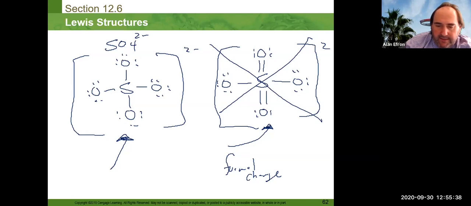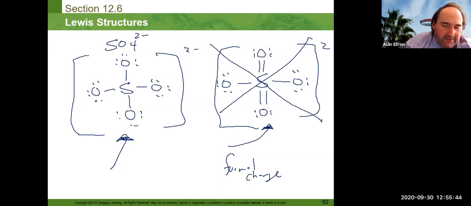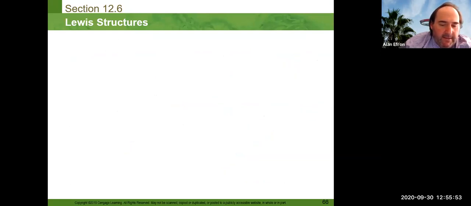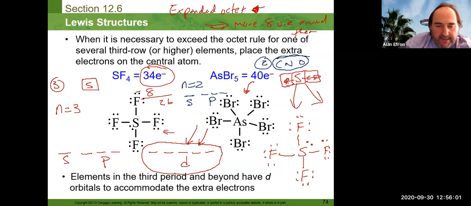Questions on that there? All right. So again, for our class, probably the one on the left would be the best structure. When you get to 1A, probably the one on the right would be definitely the best structure based on formal charge. All right. Probably for us, we'll obey the octet rule for our class most of the time. All right, so talk about that.